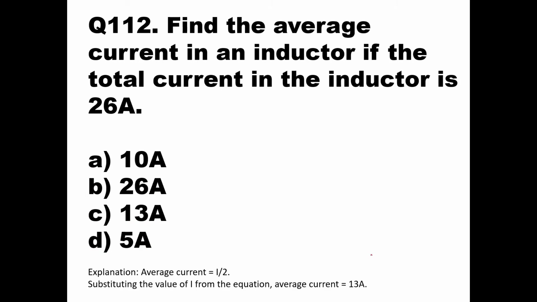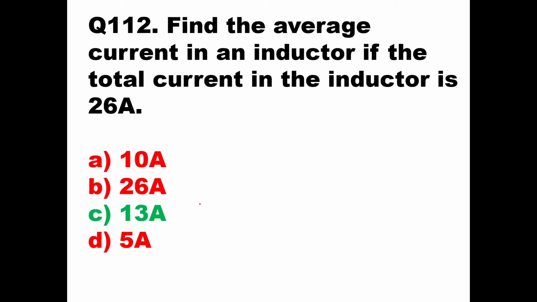Then we'll go to the next question. Find the average current in an inductor if the total current in the inductor is 26 amperes. Now, average current is given as I by 2. If the total current is 26, then it is 26 by 2, that is equal to 13 amperes. So average current is equal to 13 amperes. So here option C will be the right answer.